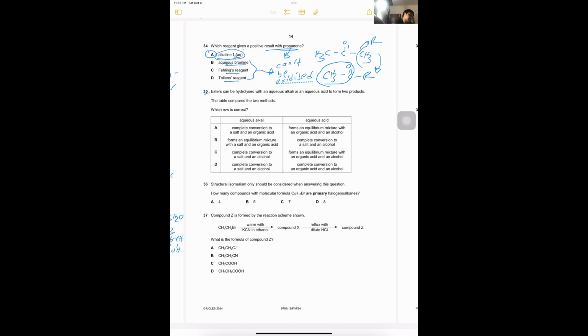Question number 35. Esters can be hydrolyzed with an aqueous alkali or an aqueous acid to form two products. The table compares the two methods. Which row is correct? Aqueous alkali, aqueous acid.